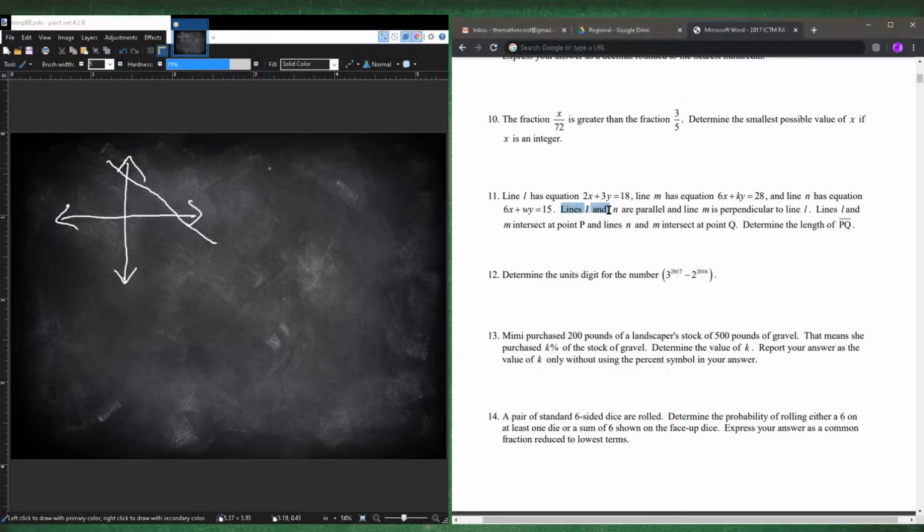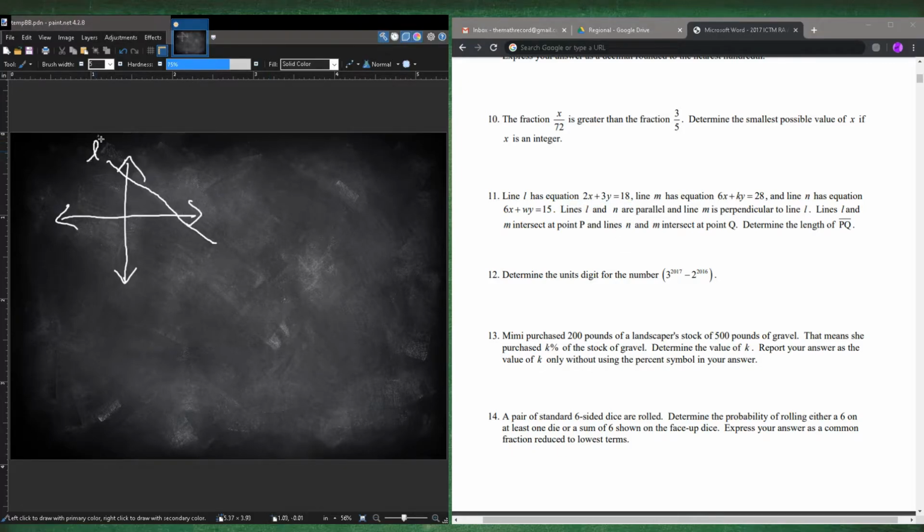It's given that lines L and N are parallel. So let's just call this L, and then N, which is 6x. That's 2x right here. So 6x is higher than 2x, so you're going to have to draw a little bit above. Let's erase this because I need to scale it right.